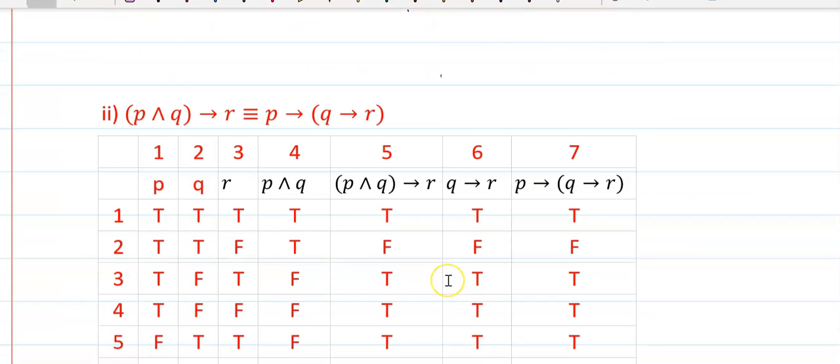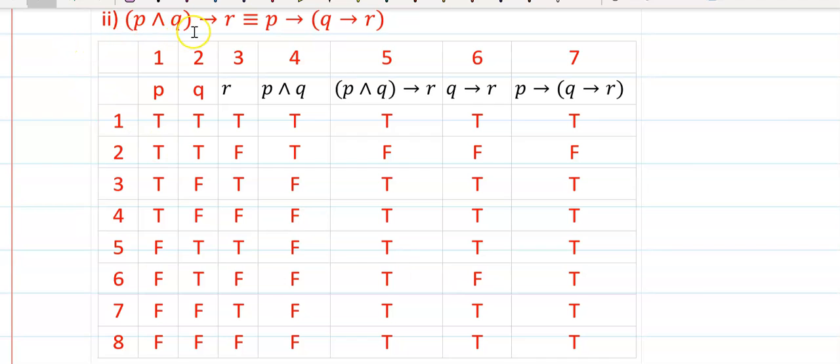And the next is, see this here, the second one, P and Q implies R. This is equivalent to P implies, Q implies R. Now first, these are the P, Q: that is 4 times T, 4 times F, double T, double F, R is T, F, T, F, P and Q is T, T, F, F, F, F, F, F. Now P and Q implies R. T implies T is T, T implies F is F, F implies T is true, F implies F is true, F implies T is true, F implies F is true, F implies T is true, F implies F is true.